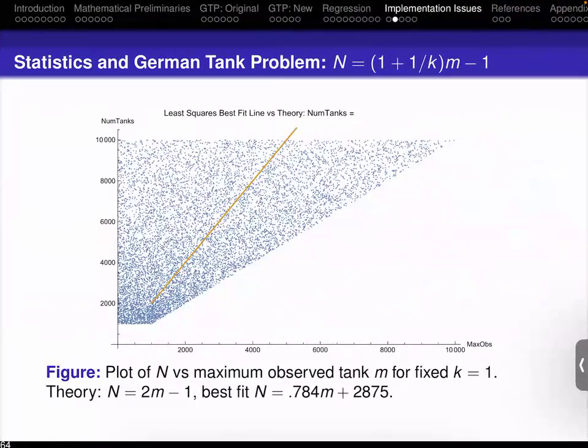So here is trying to figure out our formula: n is 1 plus 1 over k times m minus 1. And I'm going to plot n versus the maximum observed tank when k equals 1. The theory says n should be 2m minus 1. The best fit value, looking at the data in this region, is n is 0.784m plus 2875. Is there any way that that best fit formula can work for all values of m? Why not?